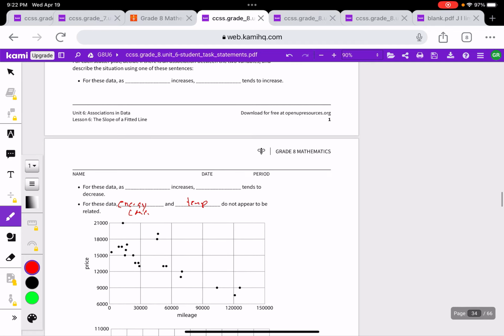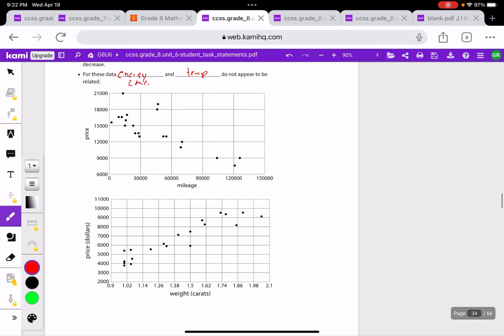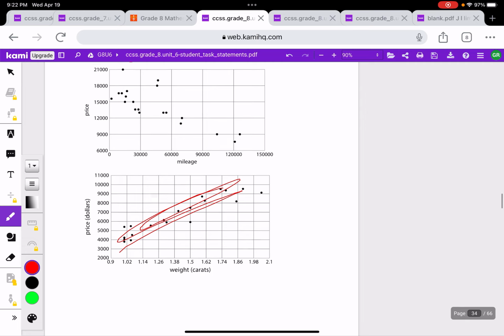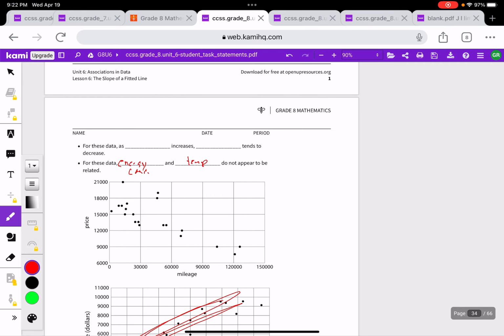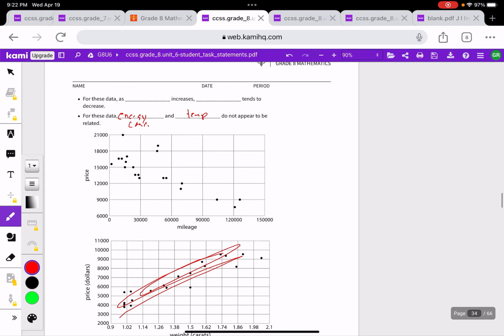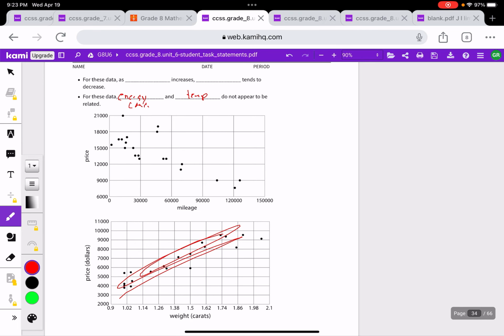something says as blank increases, blank tends to increase. As something increases, something tends to decrease. Well, this line I can see is going upwards. It looks like as something increases, the other thing is also increasing. So we have to decide, do we want to say as price increases, the weight, or as the weight increases, the price increases? I don't think it matters which way we say it, but I would definitely say for that top dot, for these data, as the weight increases, the price increases.